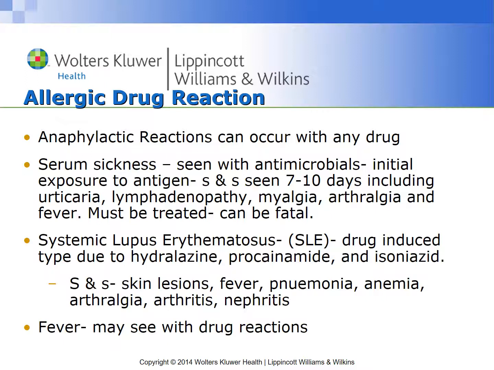Systemic lupus, drug-induced type, can be due to hydralazine, procainamide, and isoniazid. These are specific medicines. The first two are cardiac drugs, and then the last one is for tuberculosis. Signs and symptoms of that are fever, skin lesions, pneumonia, anemia, arthralgia, arthritis, and nephritis, which is involving the nephrons of your kidneys. And then fever, you may see that with any type of drug reaction.